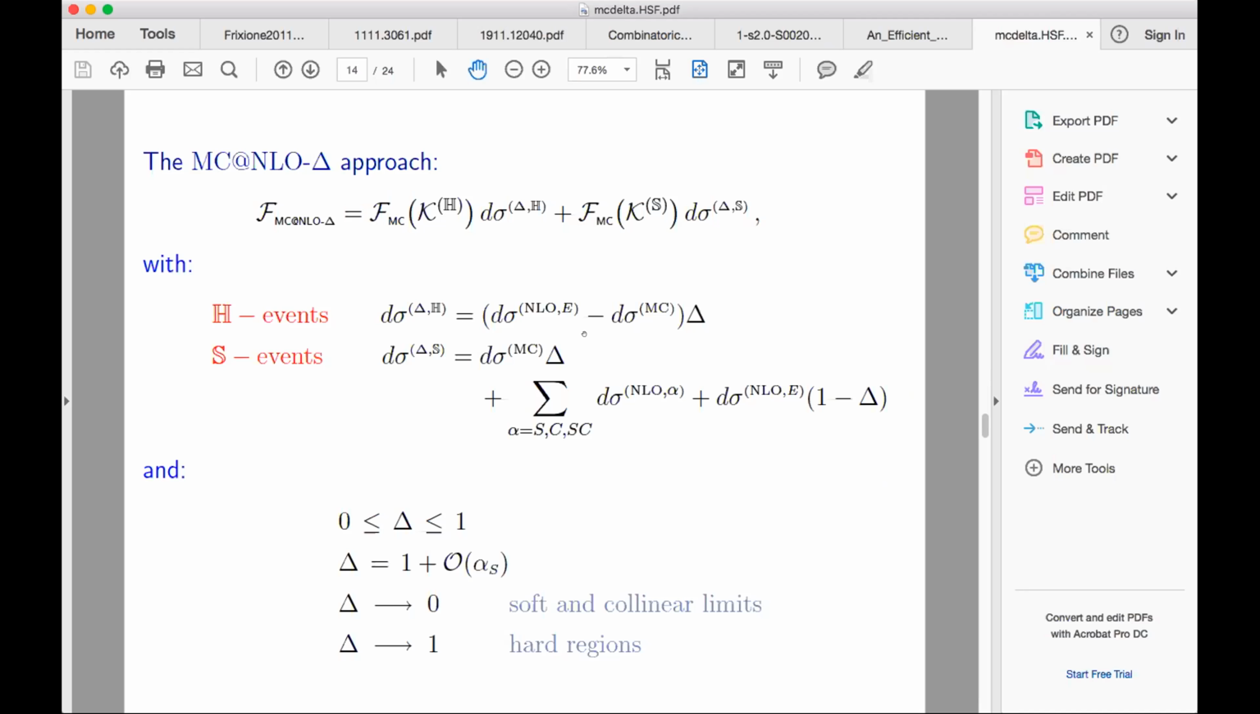So for the moment, the only thing you need to know is that this delta is a factor which is between 0 and 1. Formally, if you expand it in alpha strong, it is 1 plus order alpha strong. It approaches 0 in the soft and collinear limits, and it approaches 1 in the hard regions. And this is all there is, essentially, in these formulas. So when I say that MC@NLO-Delta is inspired by MC@NLO, you see why. I mean, it's very close to MC@NLO, but it's not the same thing.